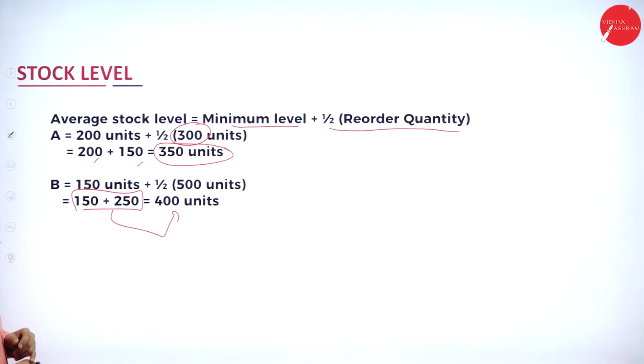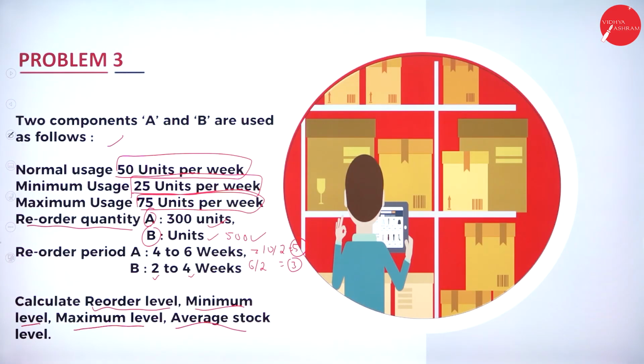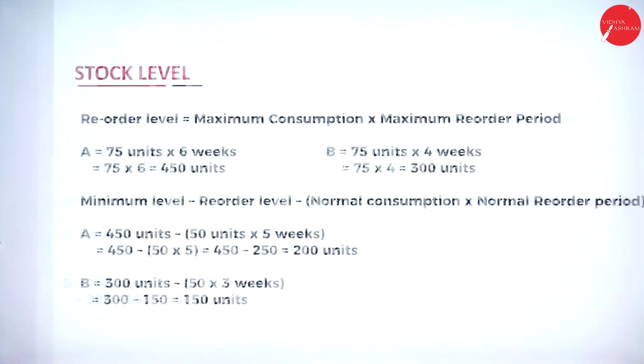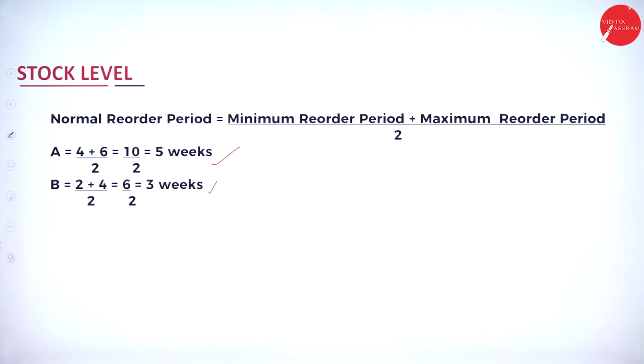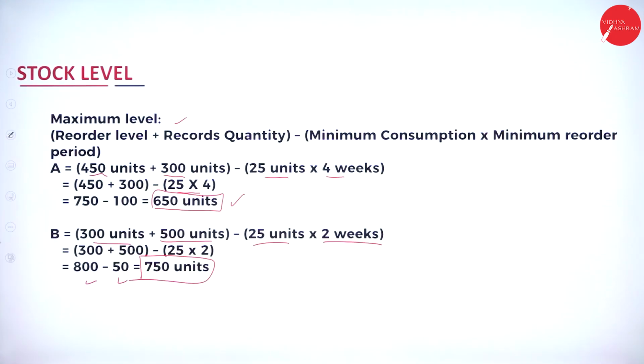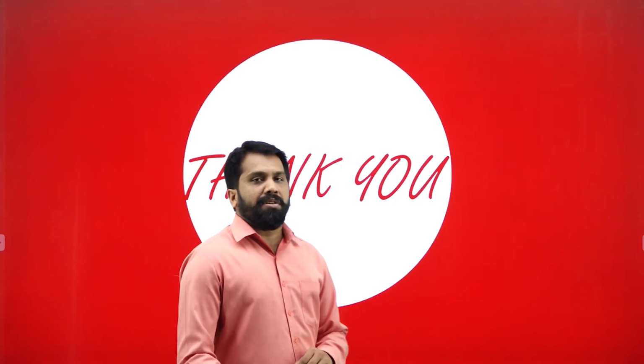So, I'll go back to your previous slide. If you want, you can take a screenshot. So, this will be your problem number 3. In this, we have done reorder level as well as minimum stock level. So this is the calculation for normal reorder period. So this is all about maximum stock level. This is average stock level. So this is all about today's session.